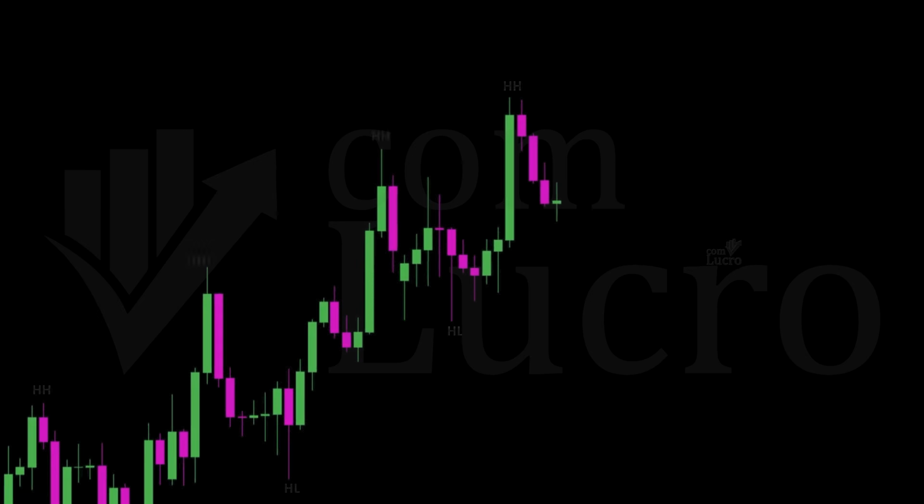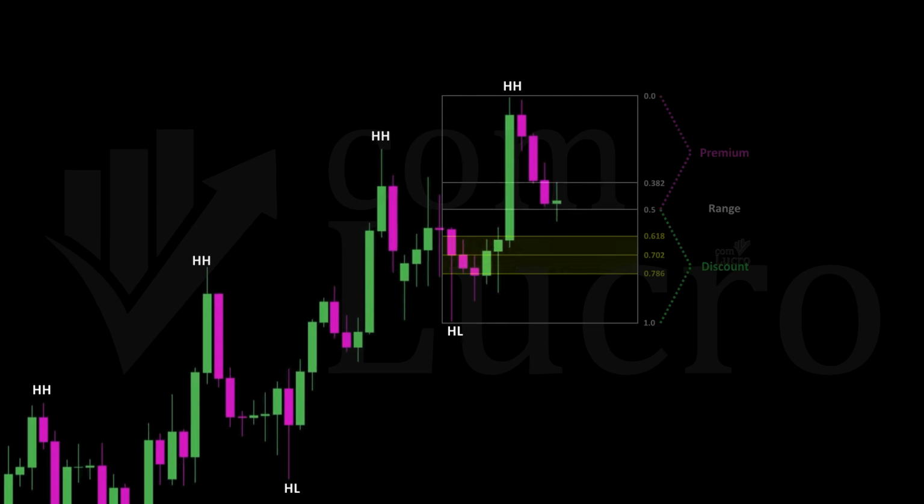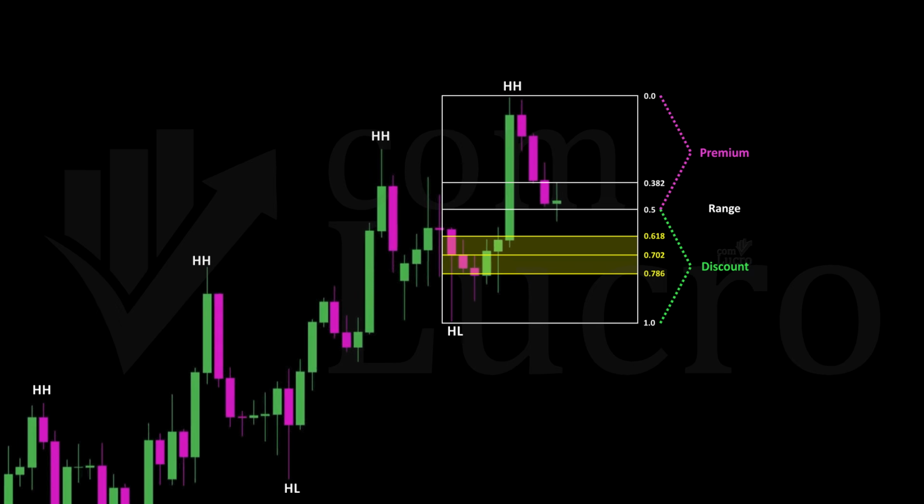On the 4-hour time frame, price is clearly forming higher highs and higher lows, which confirms a bullish structure. We mark the swing high and swing low to define the current range. A break of structure has already formed, so our directional bias is confirmed.